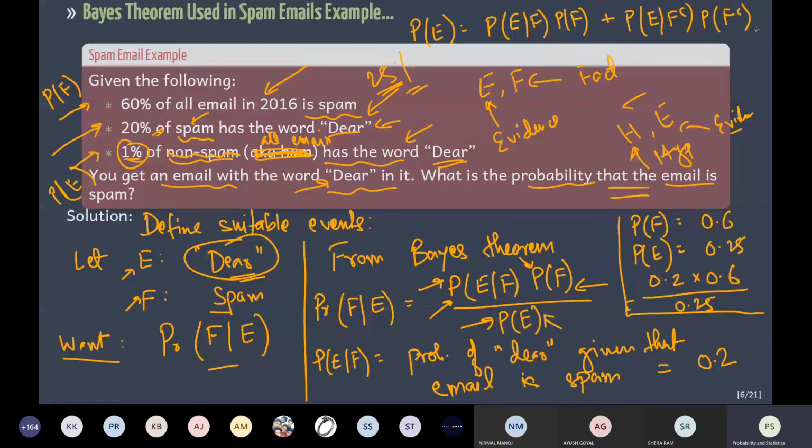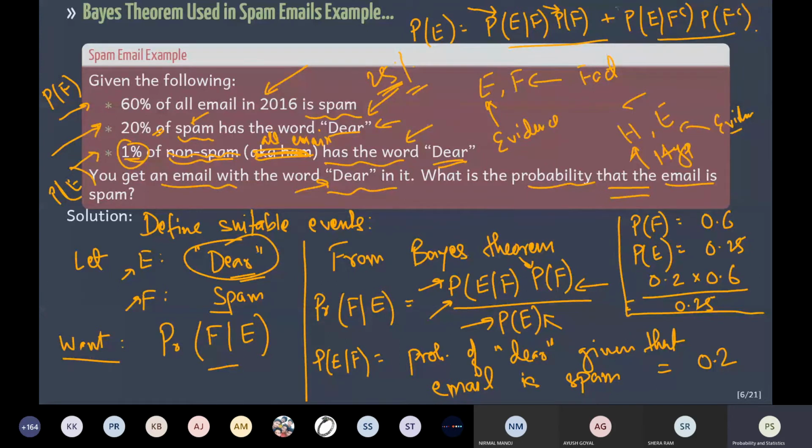Okay, so it could be that the intention of the problem was maybe to use this, because probability of E itself was not given to us. So then we may have to ask. Some of the things that we already know: probability of E given F, we know. Probability of F, we know.